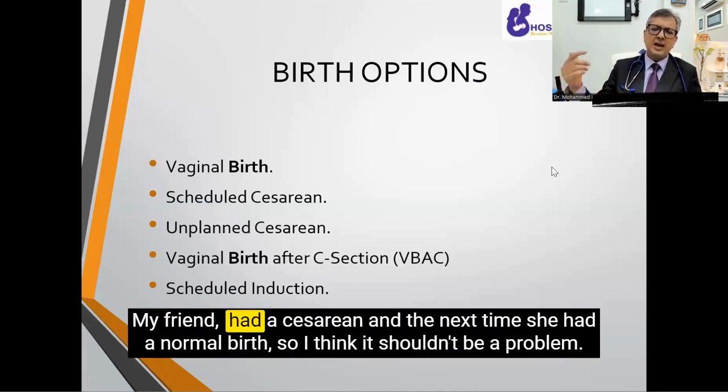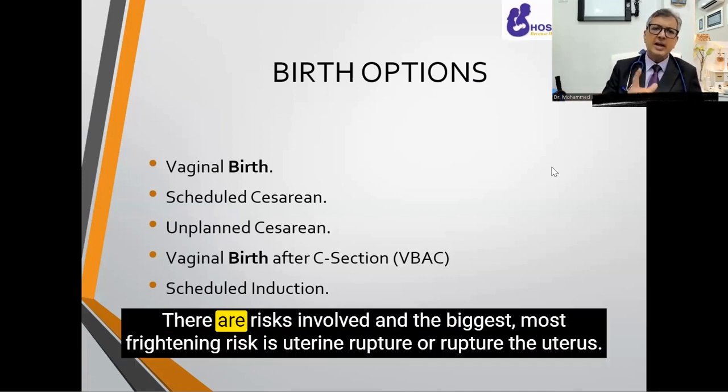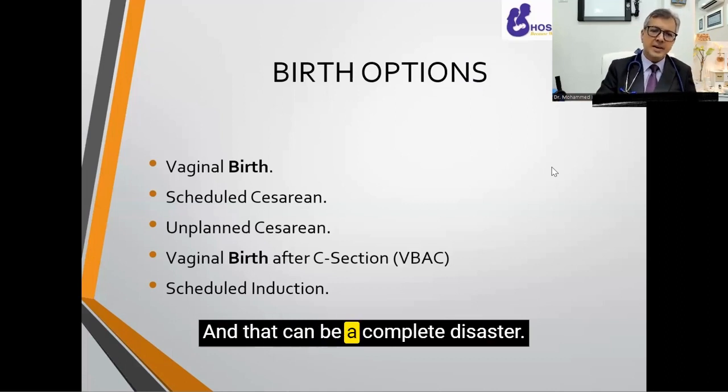My friend had a cesarean and the next time she had a normal birth, so I think it shouldn't be a problem. No, definitely not. There are risks involved. And the biggest, most frightening risk is uterine rupture, or rupture of the uterus. And that can be a complete disaster.